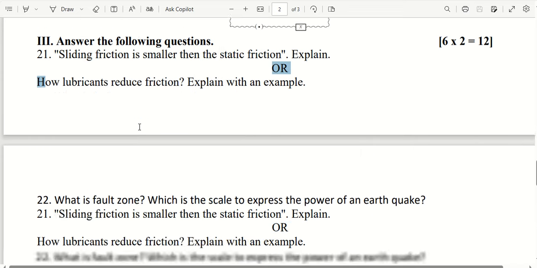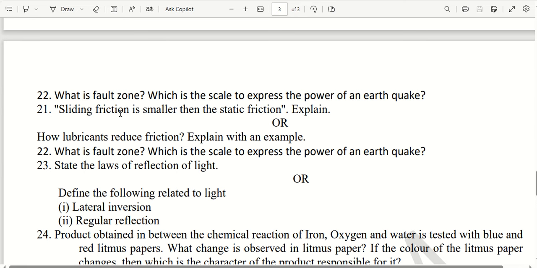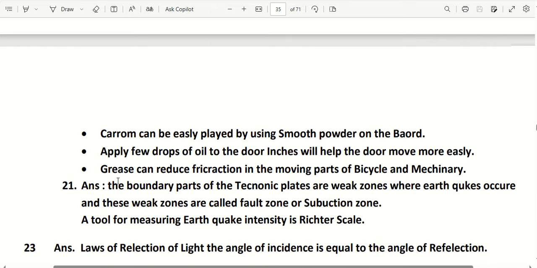And then we move on to the next question. What is a fault zone? Which is the scale to express the power of an earthquake? Here the boundary parts of the tectonic plates are weak zones where earthquakes occur, and these weak zones are called fault zones. The tool for measuring earthquake intensity is the Richter scale.